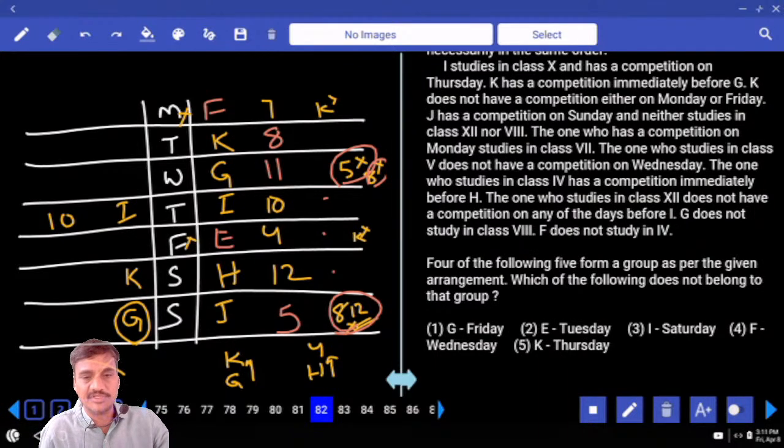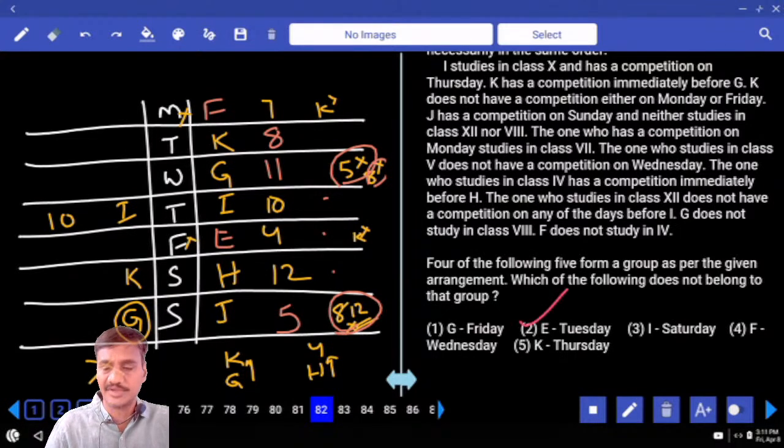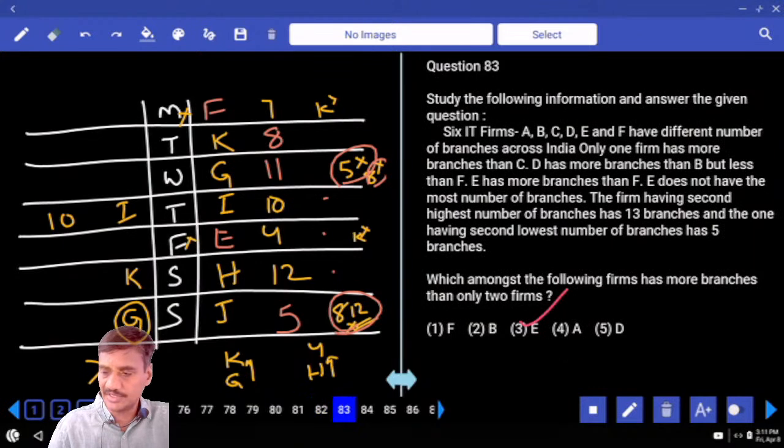G and Friday, between G and Friday there is exactly one person. And E and Tuesday, there are two persons. I and Saturday, there is exactly one person. So what is your answer in this case? 82, except choice. In the remaining, they are in the alternate days. And 83.